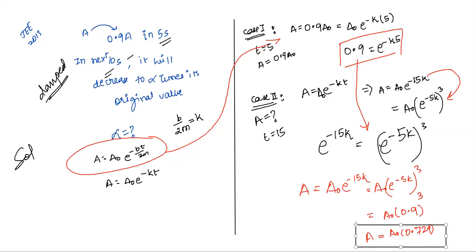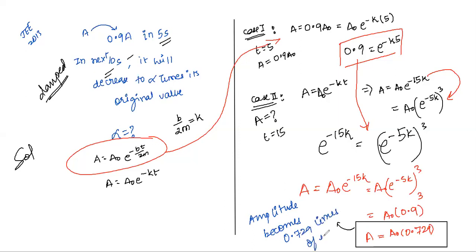After the next 10 seconds. Are we clear with this? So we have, the amplitude becomes 0.729 times itself in 15 seconds, the next 10 seconds. So therefore alpha will be 0.729. Am I correct, Anukriti? Are we correct in this approach? Just have a look once again at the entire process.